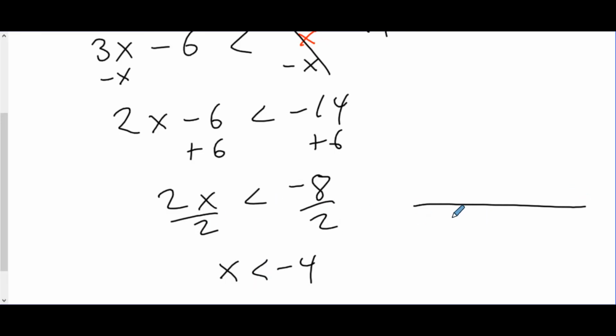So just find negative 4 on your number line here, and I will want an open circle pointing to the left.